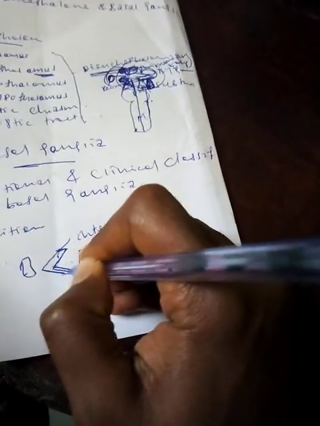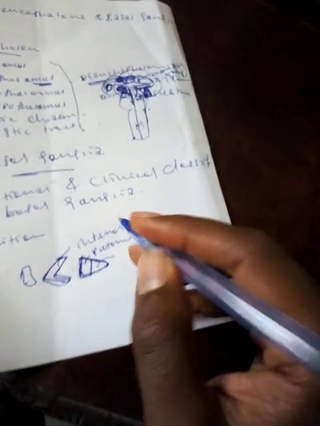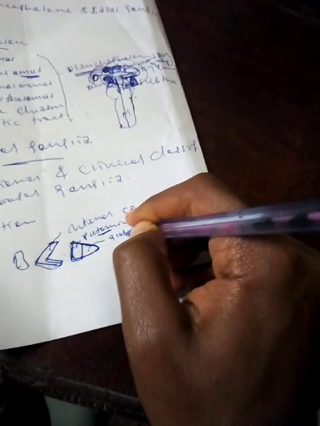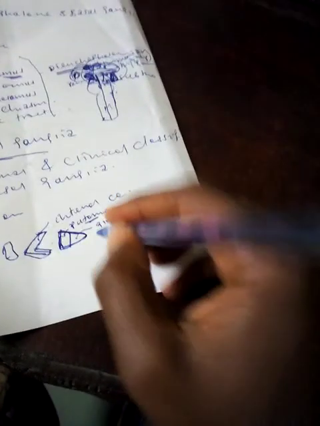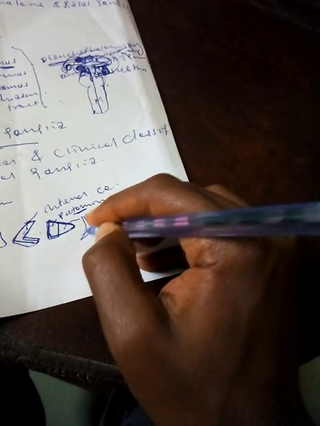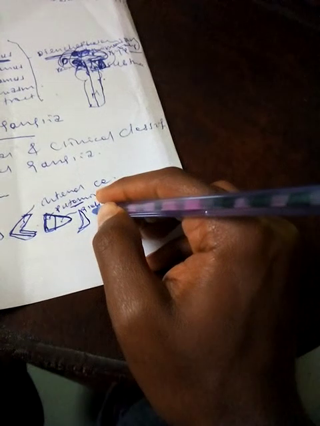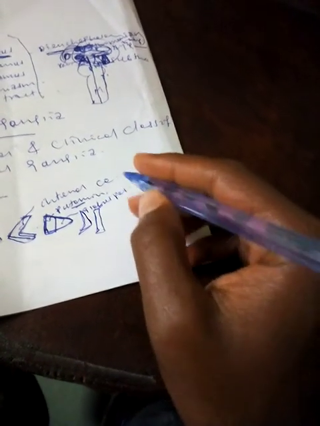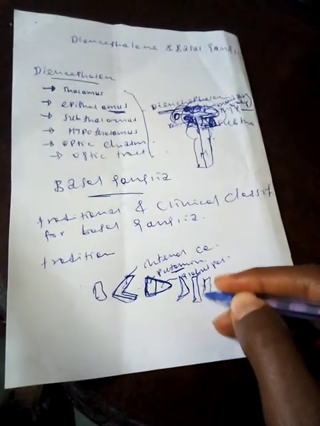Here is the internal capsule, and here is the reticular nucleus. The reticular nucleus contains the putamen and globus pallidus, and on the outer part here is the internal capsule, and here is the external capsule. Away from the external capsule there is the claustrum, and on the outer side of the claustrum there is the extreme capsule.